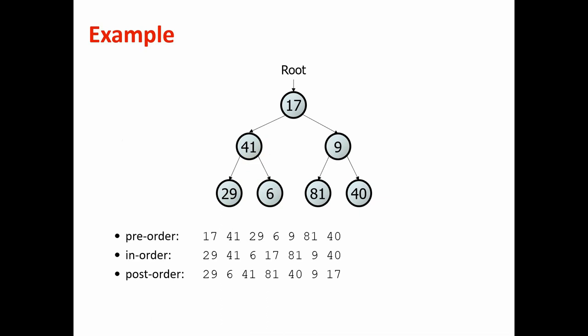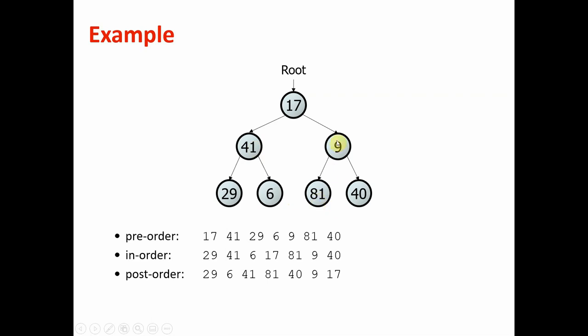Okay. Now I come back to the root. I still cannot display it because I have to go through its right subtree, having done all its left subtree descendants. Okay, I go to its right subtree. Again, I can't display this one because I have to display all its descendants first. I go left. This one doesn't have any descendants, so I can display 81. So you see it was 29, 6, 41. Now it's going to be 81.